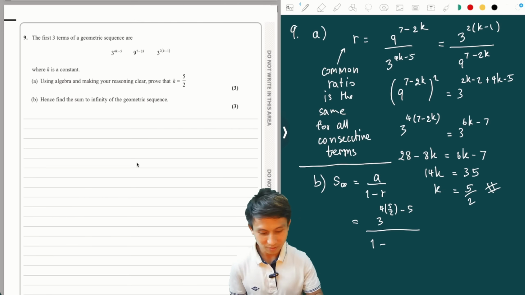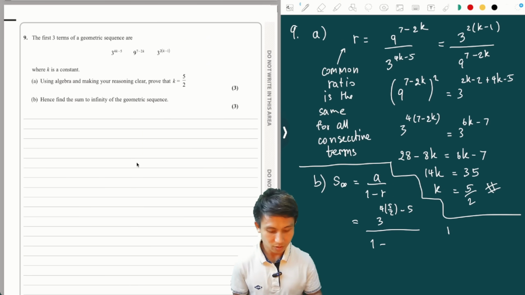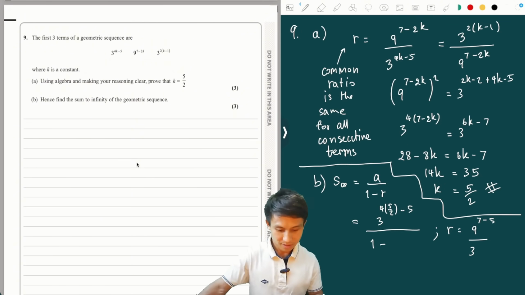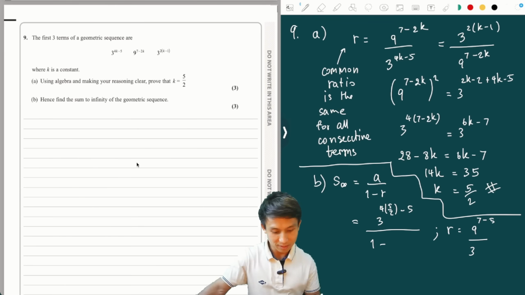Let me just separate the working. So r is equal to 9 to the power of 7 minus 2 times k, which is 5. Yeah, I'm just using this one here to find r first. And 3 to the power of 4k. So it's 10, right? 4k is 10. Yeah, 10 minus 5 is 5. So it's 9 to the 2 over 3 to the 5. 9 to the 2 is 3 to the 4 divided by 3 to the 5. So r is 1 over 3. There.